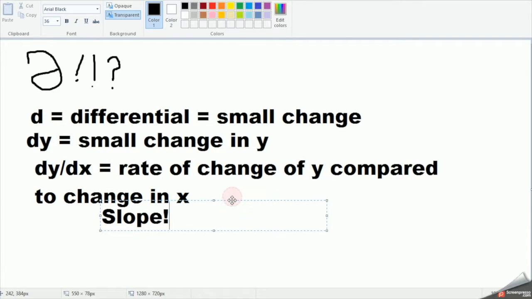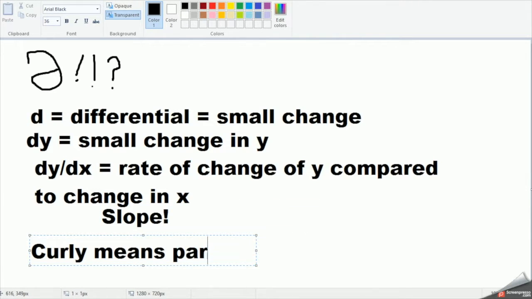A common example of this is slope, where you can take the change in the y direction, divide it by the change in the x direction, and get a rate. The fact that these are curly doesn't really matter to us. That just gets into multivariable calculus and alphabet soup sadness.